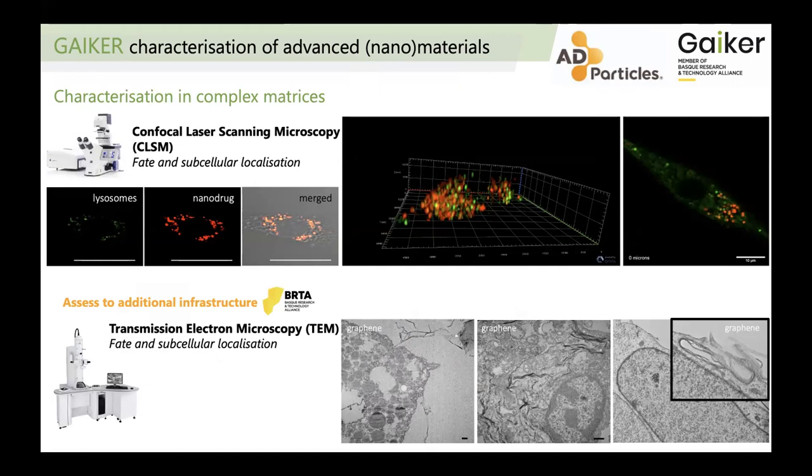So the first example here is the confocal laser scanning microscopy, applied, for example, to nanocarriers. So nanomaterials functionalized with nanodrugs for cancer treatment. As you can see here in the first image, we are marking basically lysosomes of the cells. In the second one, marking the nanodrug and then merging to see the fates of these nanomaterials.